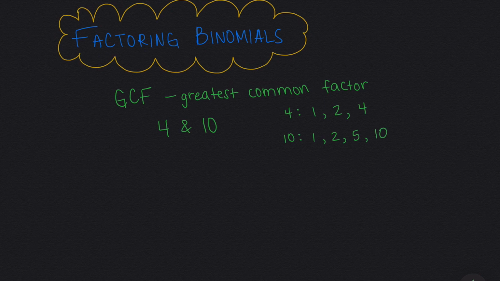Now, to find the greatest common factor, if we break down those words, greatest means the largest one, common means they both have it, and factor, well, these are the factors. So let's compare the lists. If we look, we see that both lists have the number 1 and the number 2. The GCF would be the greater of these, which is 2. So the GCF of 4 and 10 is 2.